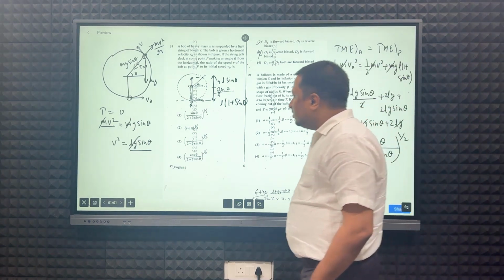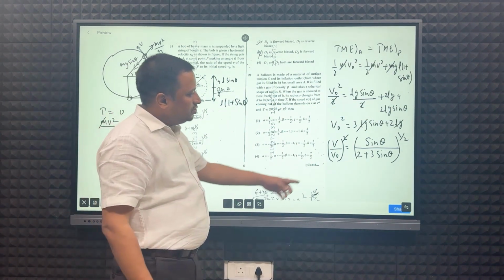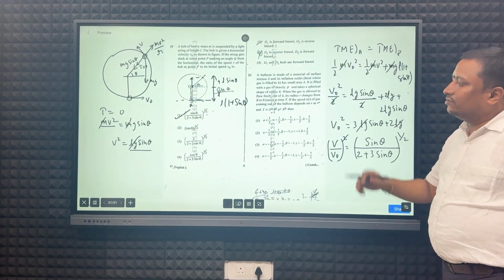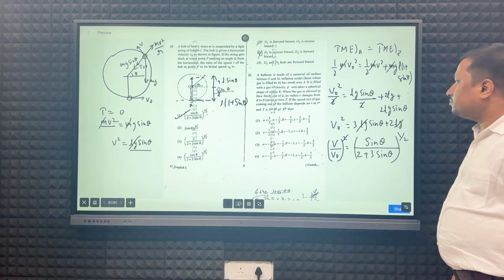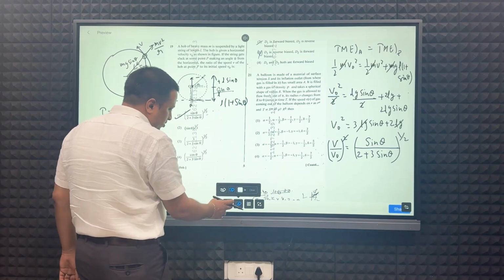Which answer will be correct? I think the first option will be correct. Yes, this is question number 19. First option is going to be correct. Let us do question number 20 now.